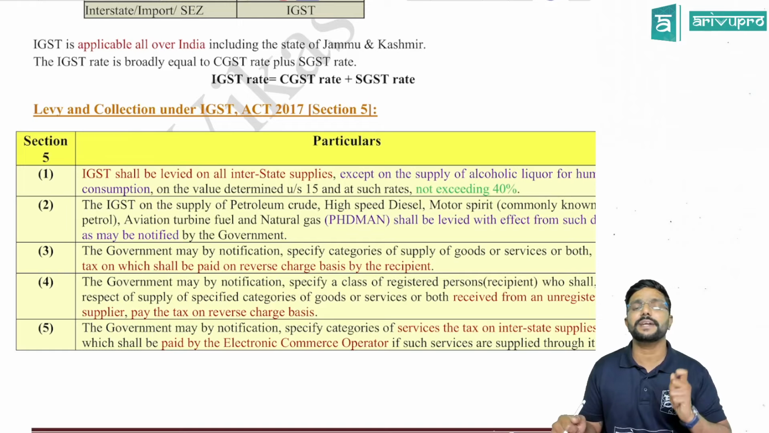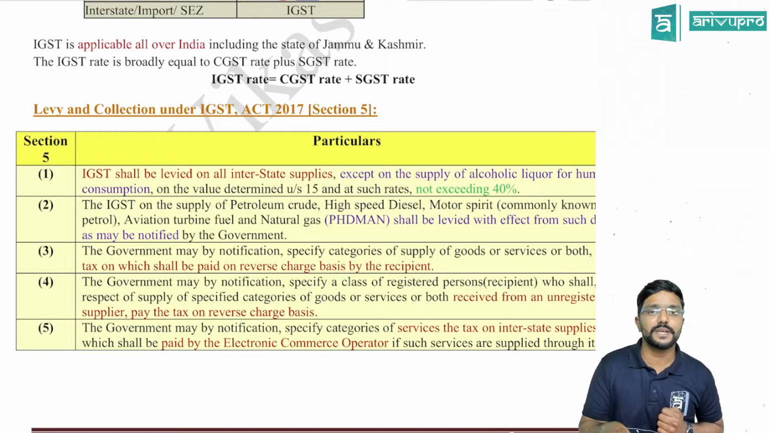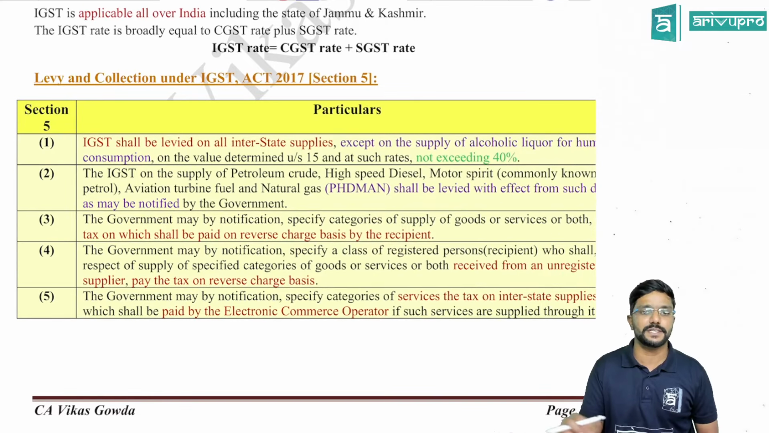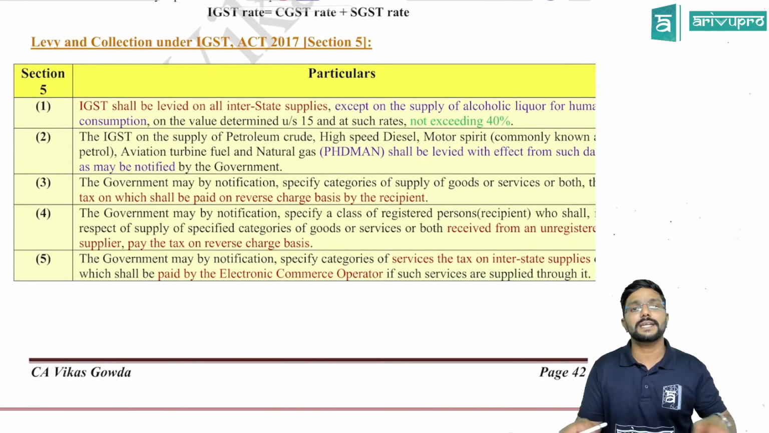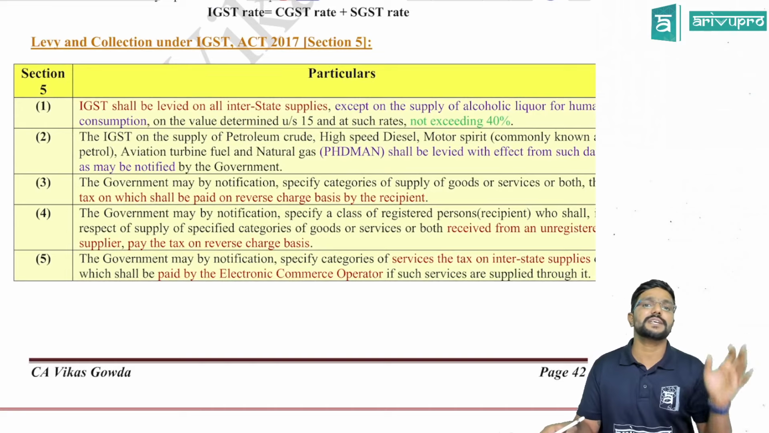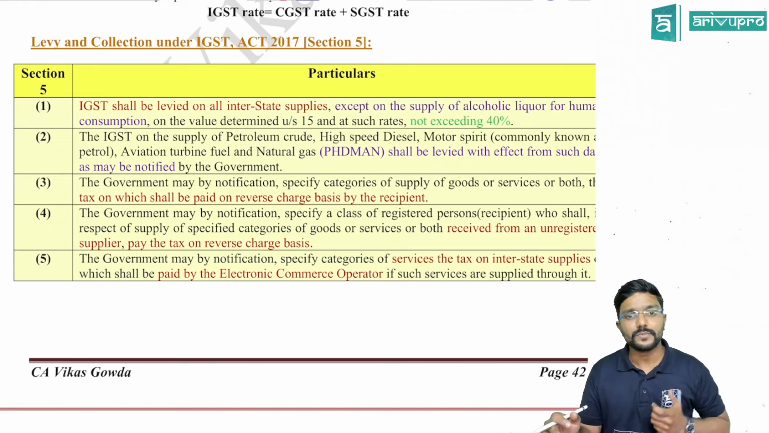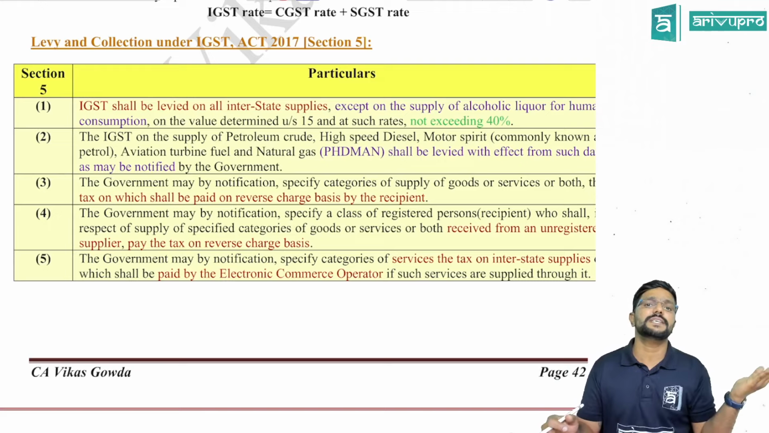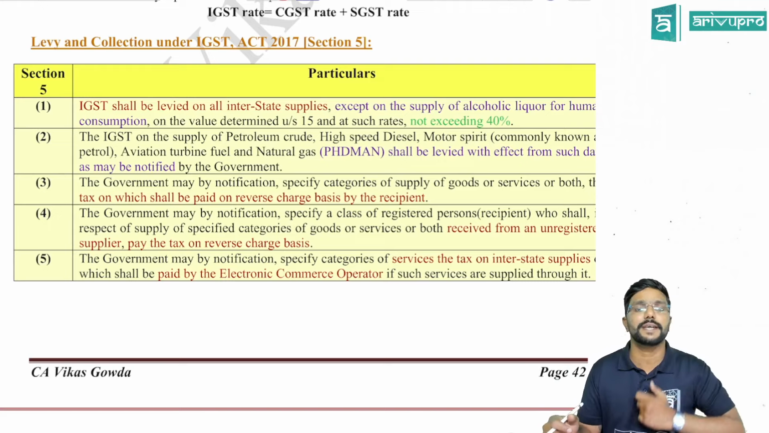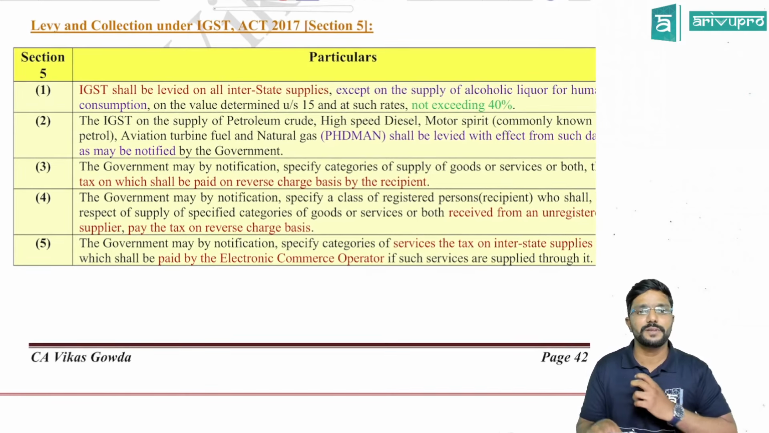The maximum rate of IGST that can be levied is 40%, guys, which is equal to CGST plus SGST. Then the charging section under the IGST Act is section 5, which is the same as the charging section under the CGST Act, which is section 9, with small changes. IGST is applicable in case of interstate supply, whereas CGST would be applicable in case of intrastate supply. Both the sections have 5 subsections. What are those? We will see one by one.